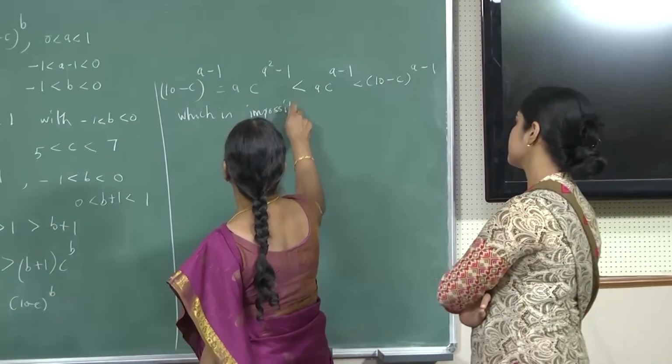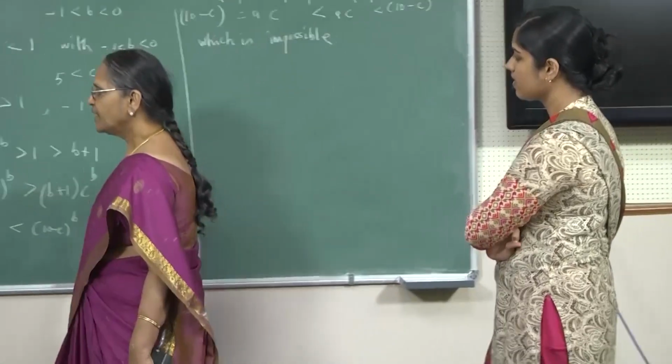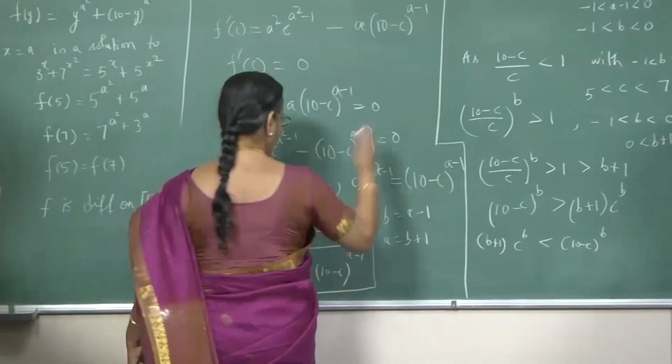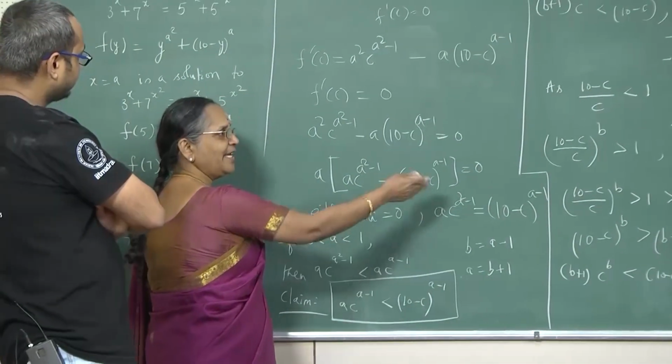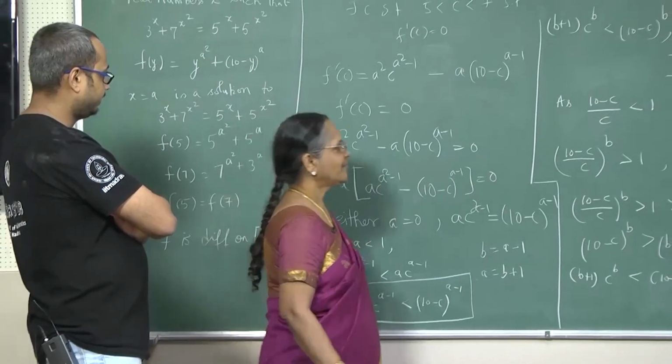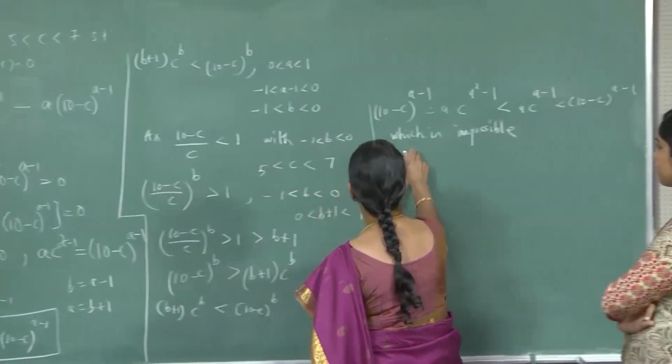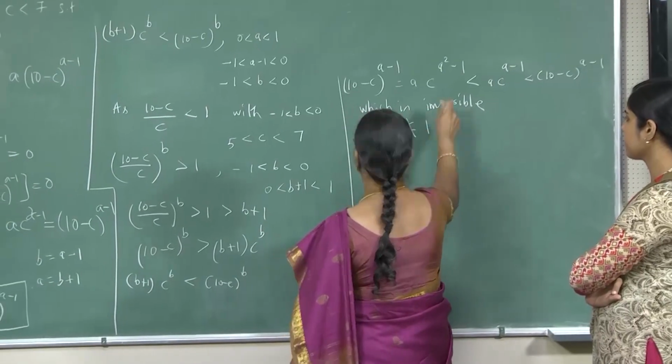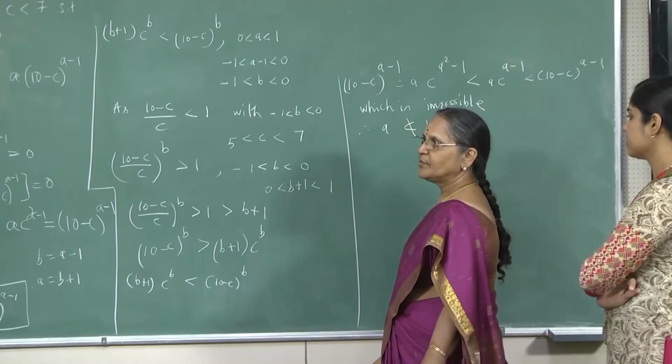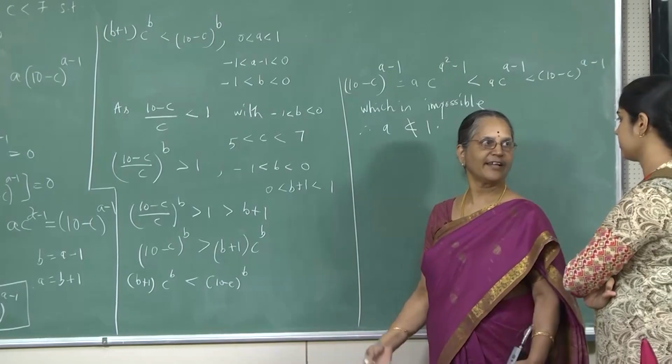Isn't it? Yes. And therefore, what is the result? What do we get? a cannot be less than 1. So, this shows therefore, a cannot be less than 1. So, what happens if a is greater than 1?